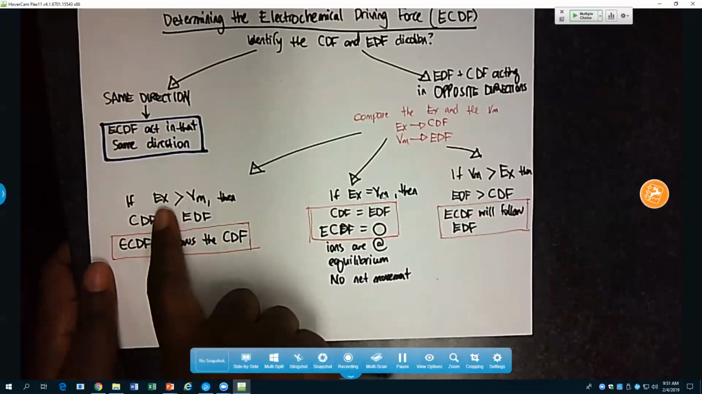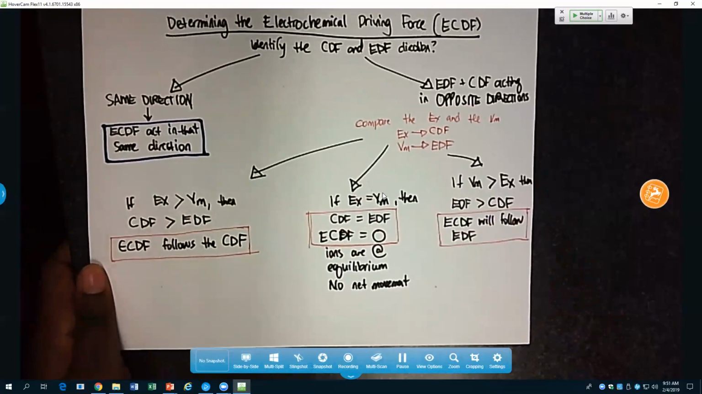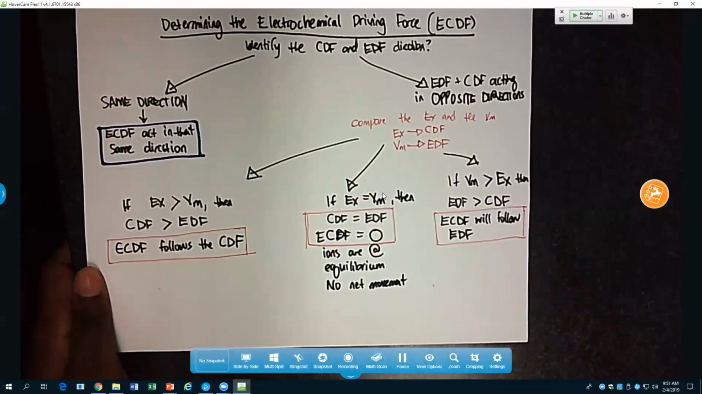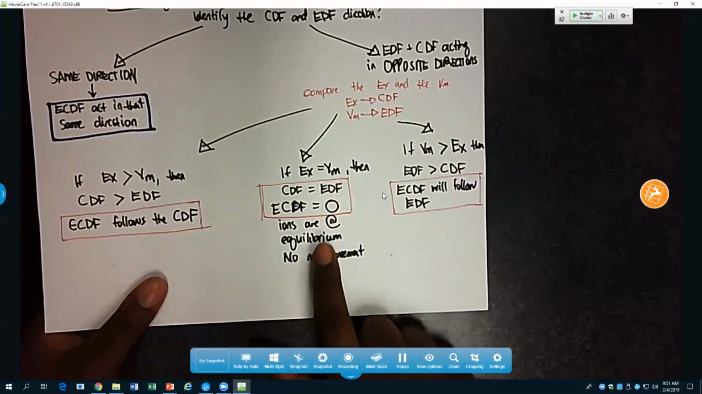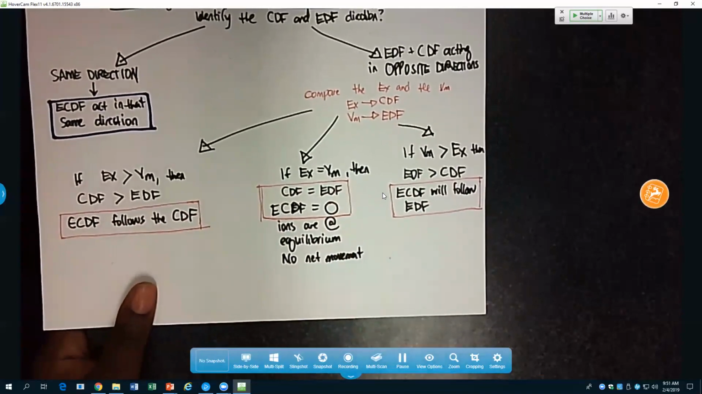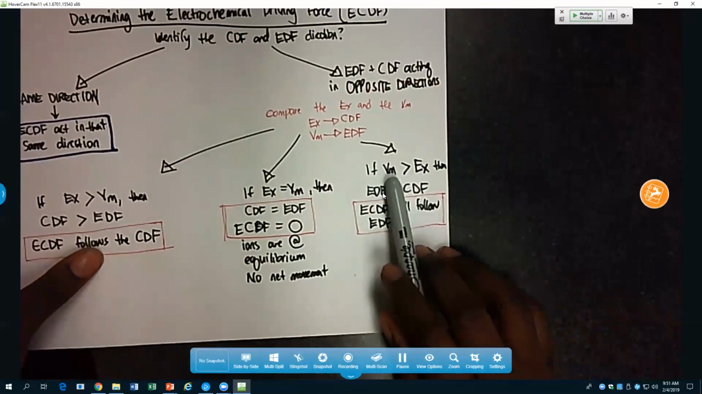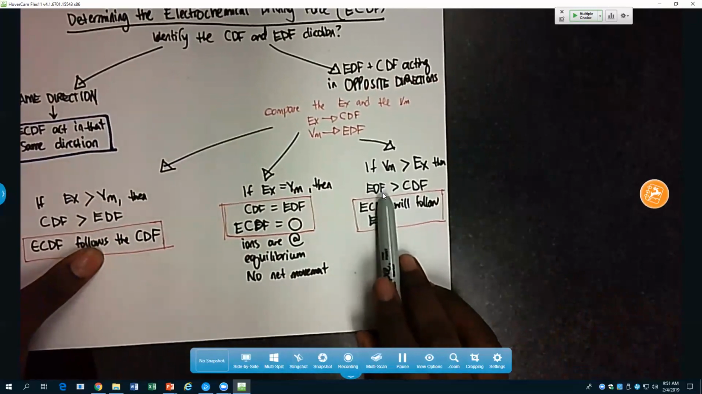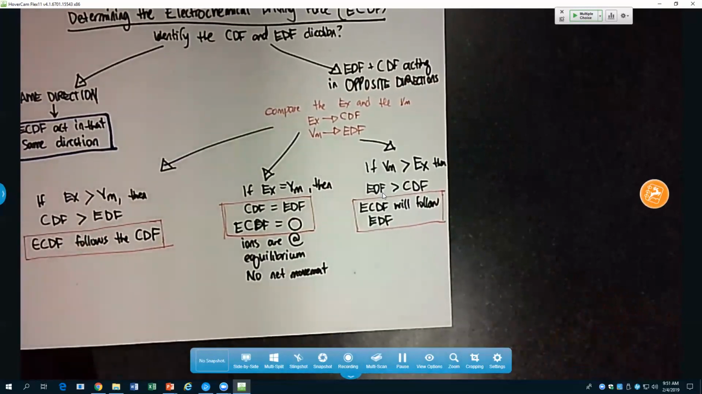Okay, and we said if the equilibrium potential is greater than the membrane potential, then that means the chemical driving force is dominant. And so the electrochemical driving force follows the direction of the chemical driving force. We said if they were equal, the net movement was 0 and there was no movement of those ions because they were in equilibrium. And finally, if the membrane potential was greater than the equilibrium potential, then the electrical driving force was the dominant force, and so the electrochemical driving force will follow the direction of the electrical driving force.